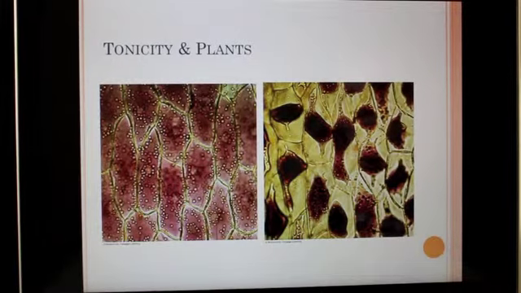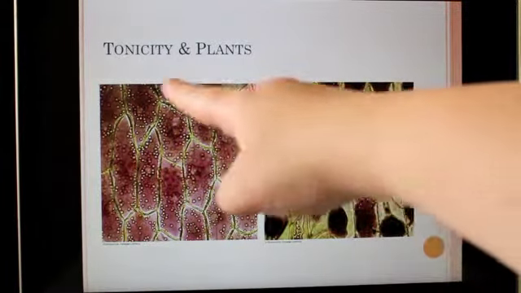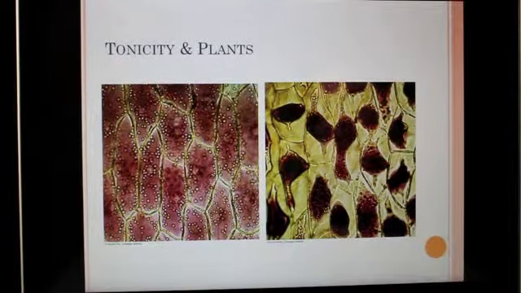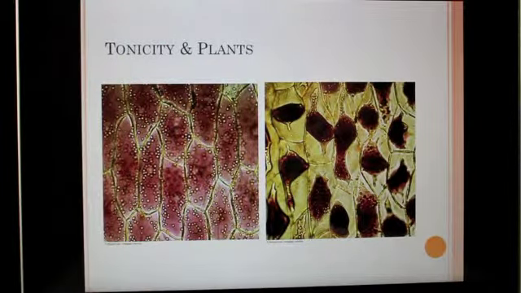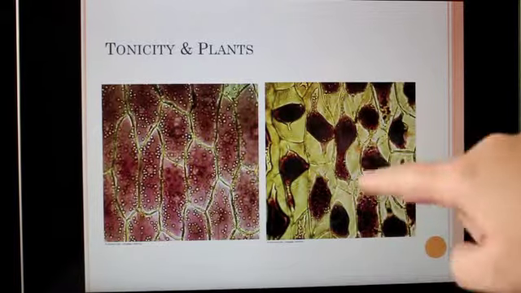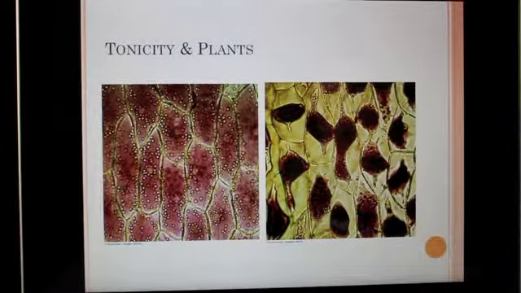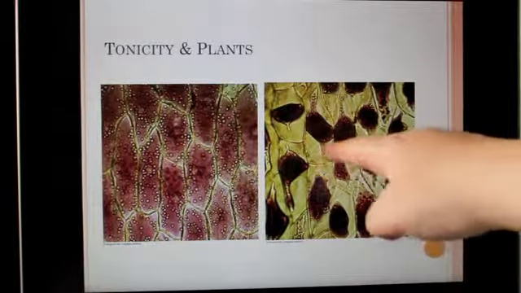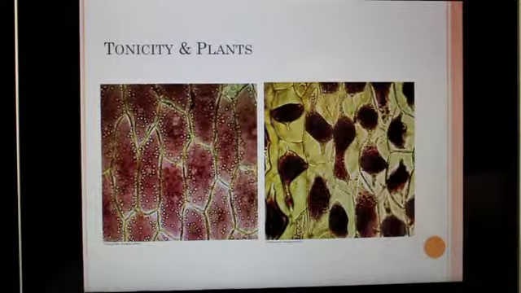This is what it looks like on the inside. Here are some plant cells. They're nice and happy. The cytoplasm is right up against the cell wall, so you have high turgor pressure. In this example, the cytoplasm is shriveled. It's not pushing on the cell walls. And now you see these big spaces here. This plant is going to wilt.